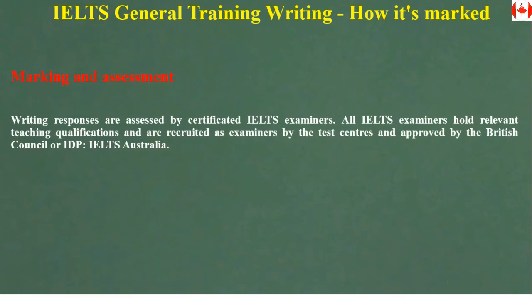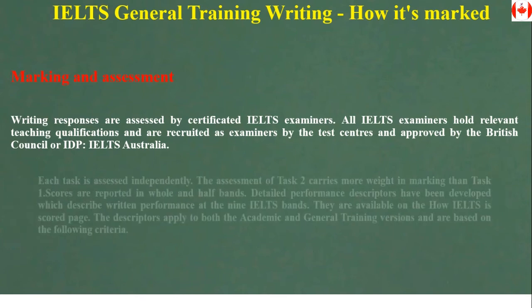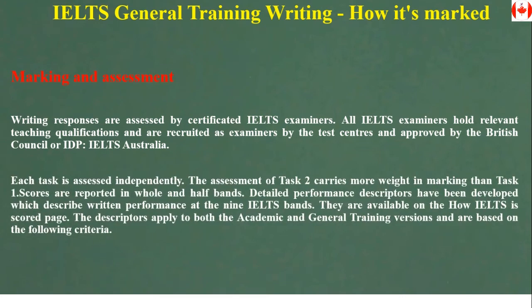So, how is the IELTS General Training Writing marked? Writing responses are assessed by certified IELTS examiners. All IELTS examiners hold a relevant teaching qualification and are recruited as examiners by the test center and approved by the British Council or IELTS Australia. Each task is assessed independently. The assessment of task 2 carries more weight in marking than task 1. Scores are reported in whole and half bands.